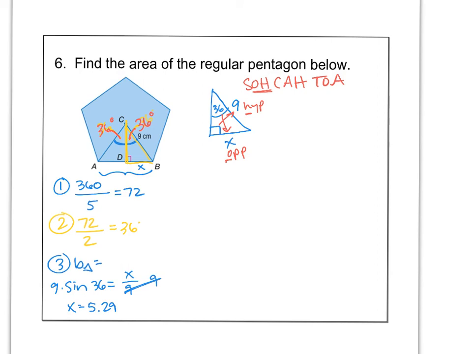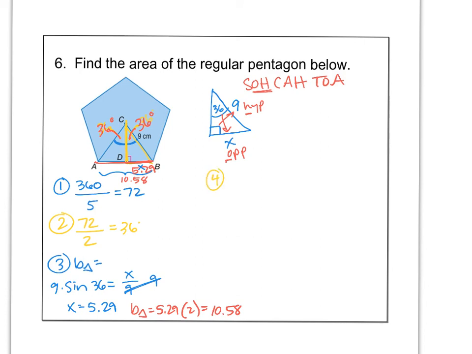Now remember, that's only halfway across. The 5.29 is just this little part right here. So you have to double that to get your base. So the base of the triangle is 5.29 times 2, which is 10.58. So 10.58 is the whole way across down there. All right, step number 4.